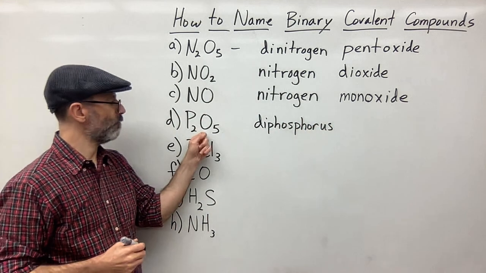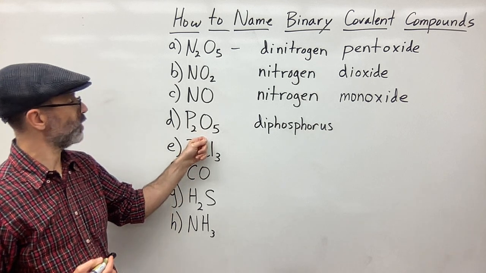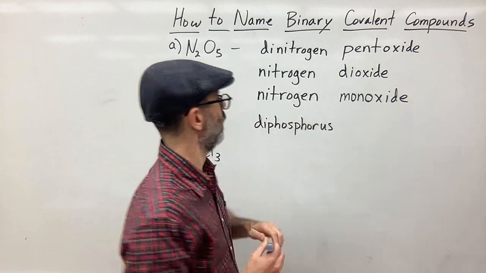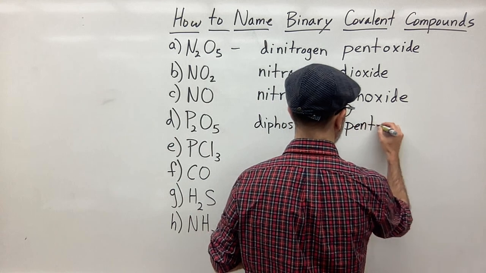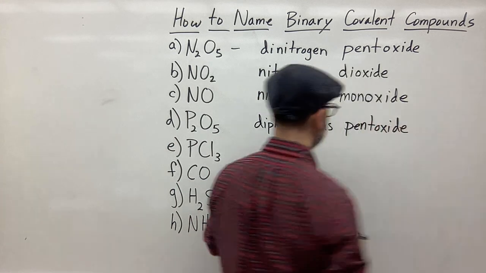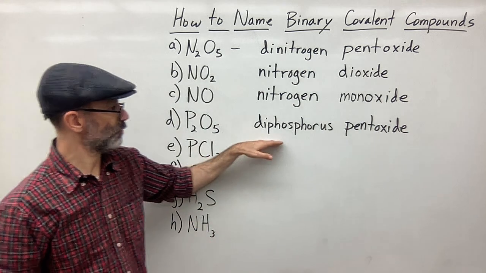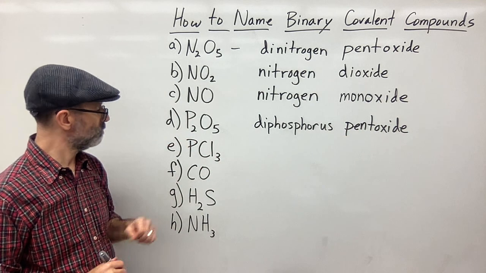And then we have 5 oxygens again. So that's going to be pentoxide again. So pentoxide is the second part. So diphosphorus pentoxide is the name of this substance here.